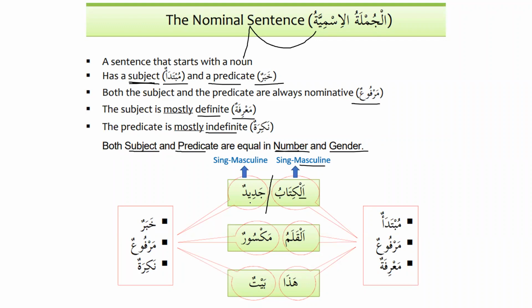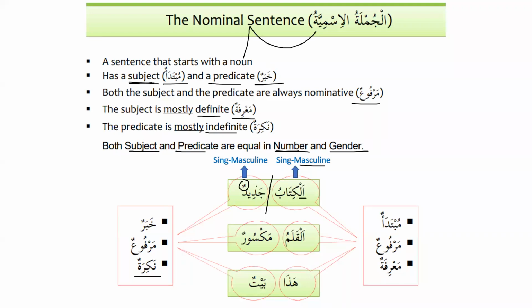Then we have jadidun, and this is called khabarun, as we can see over here. It is marfu'un because it has dammatan, and it is nakiratun. It's a common noun because there is no reason why we should call it a definite noun. A definite noun should be ismun alamun, the name of a specific person, place, or thing. It should have al before that, or it should be ismul ishara. All these categories, we don't have them here. So that's why we say it's an indefinite noun.